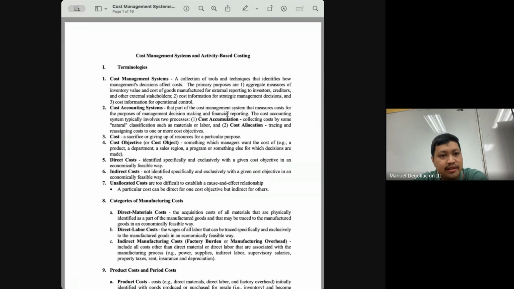And your cost accounting system is basically just a subset of your cost management system. And we've encountered the terms involved in your cost accounting system, class, and these are your cost accumulation and your cost allocation. You accumulate the cost first, then allocate it afterwards.